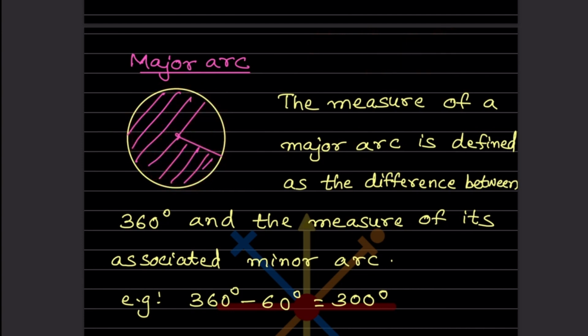Hope you got this, because this is the full circle. From that, you are subtracting the smaller one. Here the example is given. It can be anything. This can be 30, I just gave you an example. It can be 60. It can be anything. If you subtract the minor arc, that is the major arc.